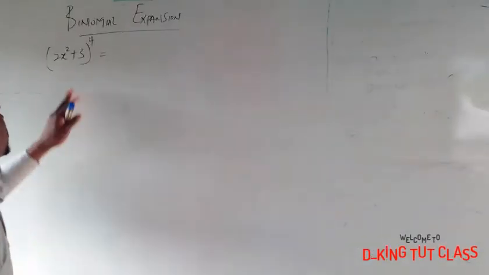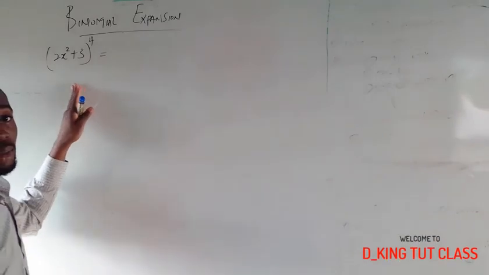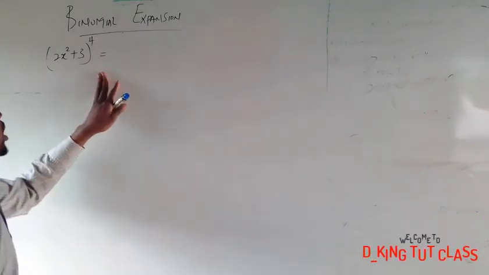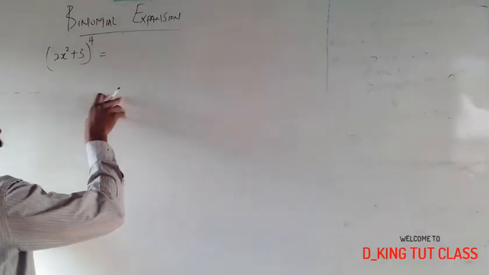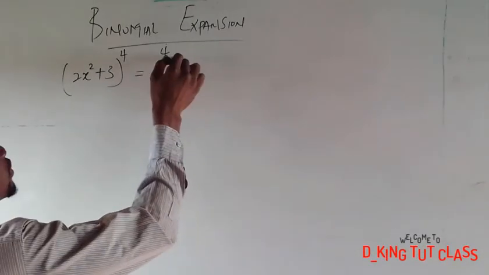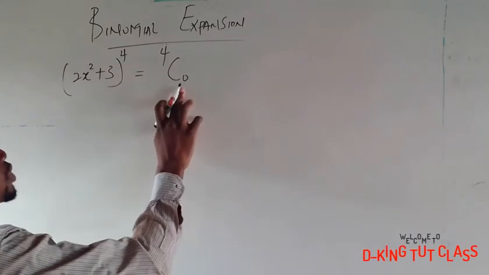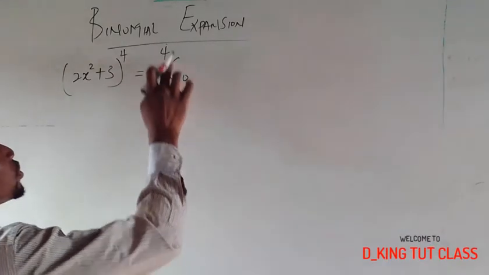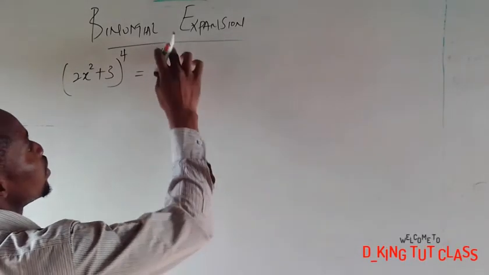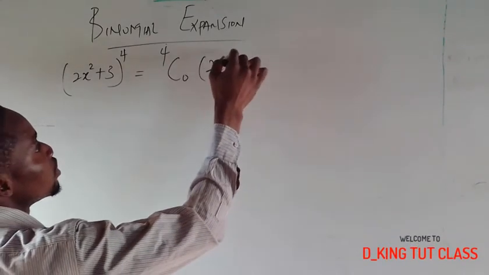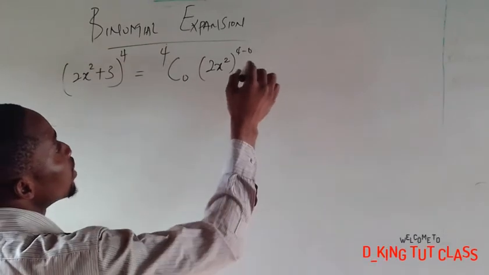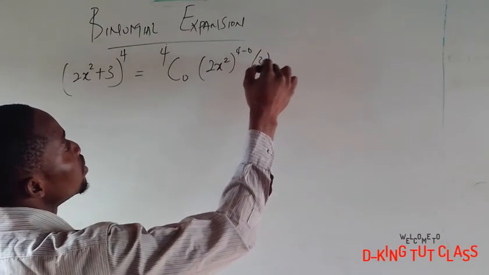Okay, so for this question, we'll be applying what we applied in number one question, which is what? Binomial expansion formula and combination formula. Now, n combination r is 4 combination 0. Remember, your r ranges from 0 to n. That's 0 to 4 in this case. So, 4 combination 0, it is what? 2x squared raised power what? 4 minus 0. That's n minus r. b there is what? Plus 3 raised power what?